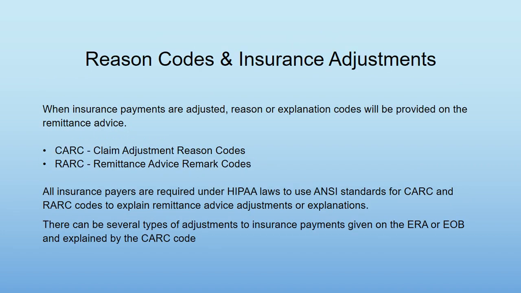Reason codes and insurance adjustments. When insurance payment is adjusted, after it's been accepted by the insurance payer, there are reason or explanation codes that are provided on the remittance advice. And these are two types of codes. They're the CARC, the Claim Adjustment Reason Code, and the RARC, the Remittance Advice Remark Code. Now, all insurance payers are required under HIPAA laws to use an ANSI standard for these codes that are explained on the remittance advice. And there can be several adjustments on one insurance payment that are given on an ERA or an EOB.